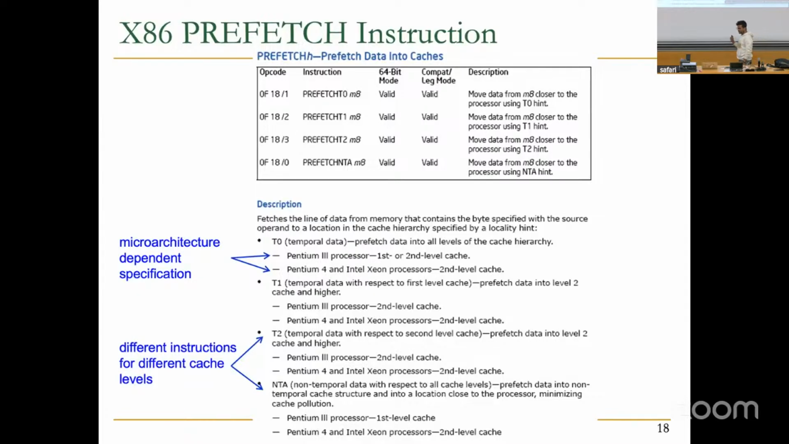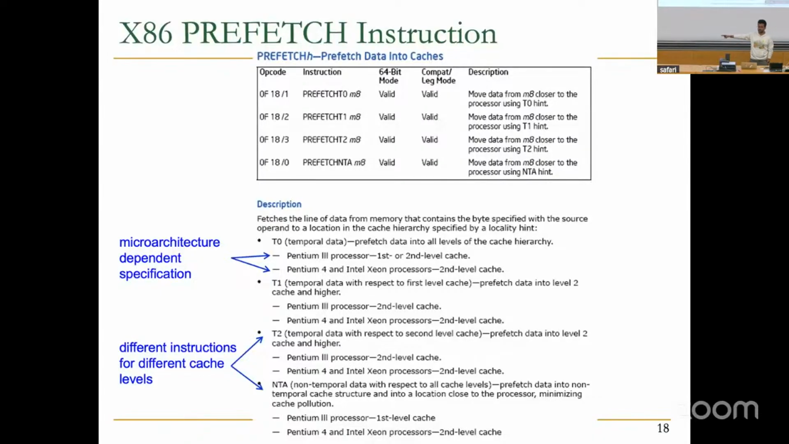So different hints, and then you can read through this description. Essentially, as a programmer, if you use different instructions for prefetching, a specific instruction with a specific hint tells the processor where exactly to fetch the data. So if it is T0, you are confident in some way, and you want to prefetch the data to some cache level.